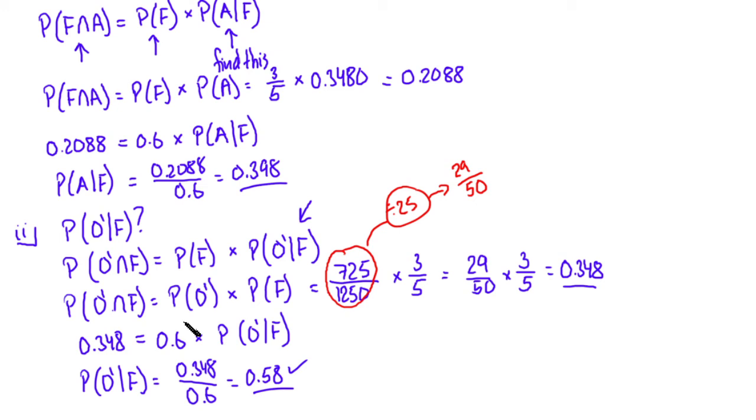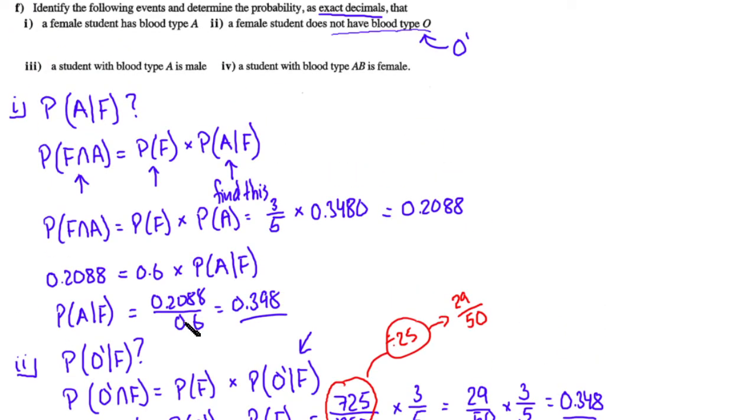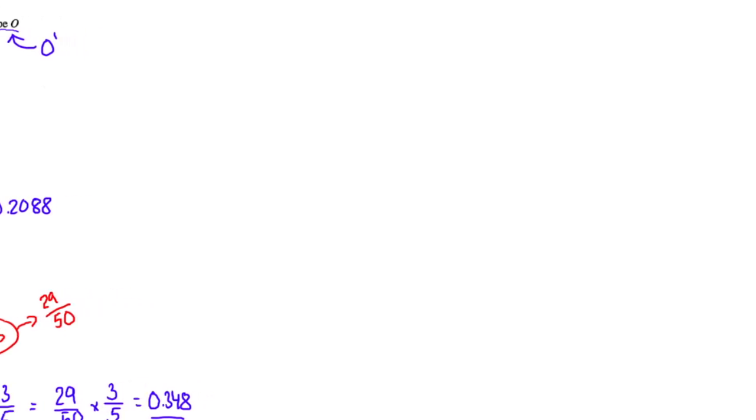All right, so there is question 3 as well. In question 3, we want to determine the probability that a student with blood type A is male. I'm going to move sideways here because we need more space. So this is question 3. What we're looking for is the probability of a student being male given that he has blood type A.